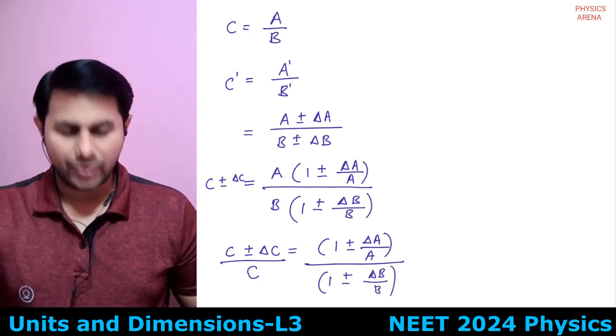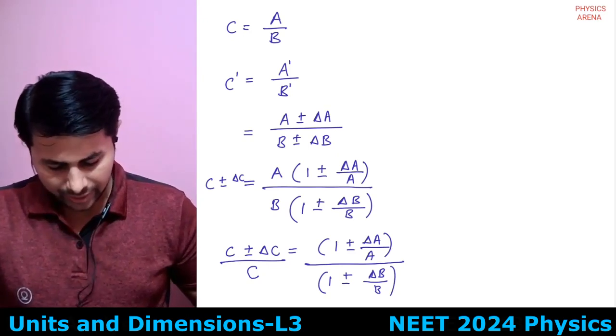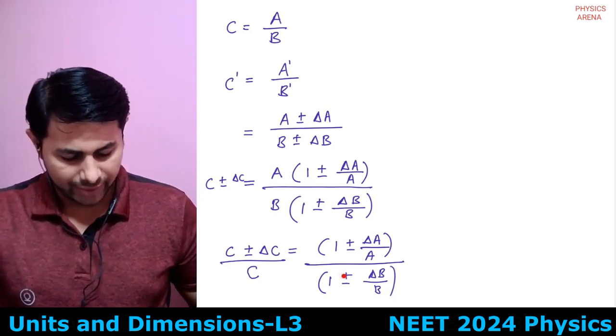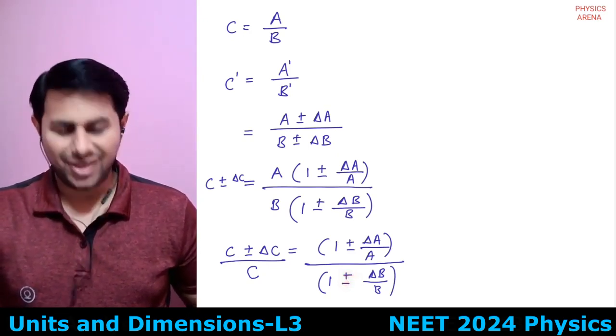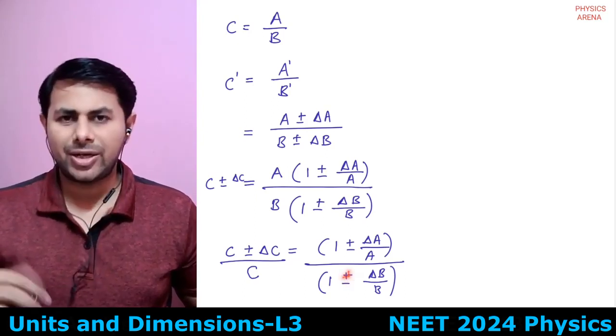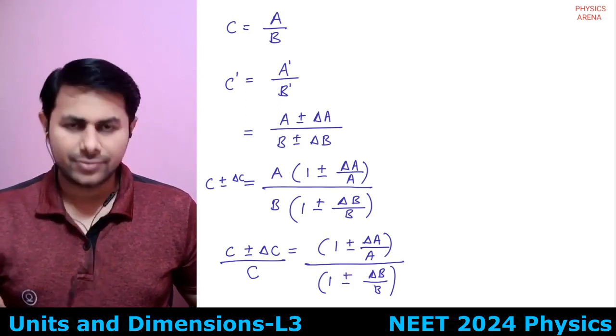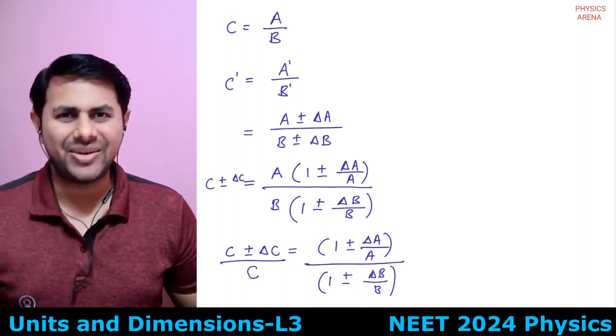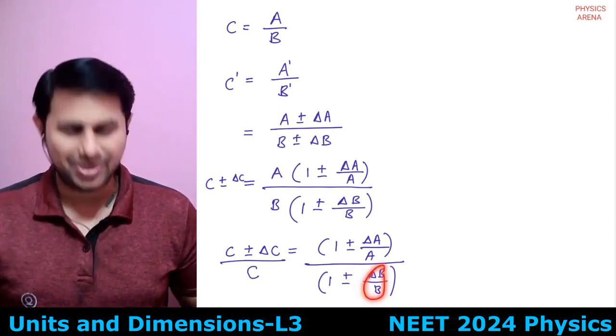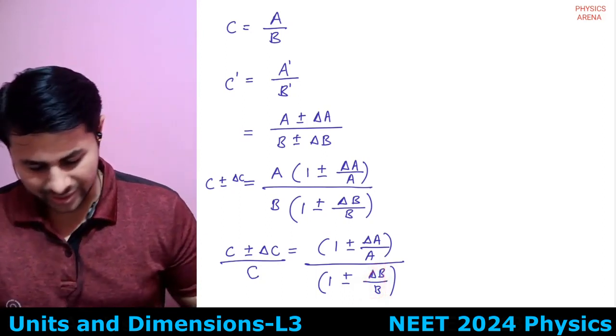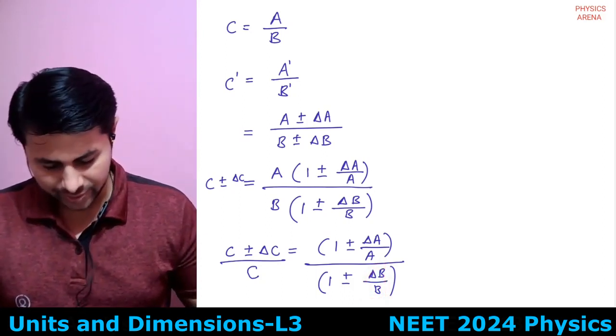And now what I will do is I will multiply and divide by minus plus. Okay, here I have plus minus. I will multiply and divide by minus plus of 1. So I will multiply and divide by 1 minus plus delta B upon B. Okay. For what? So I will tell you.